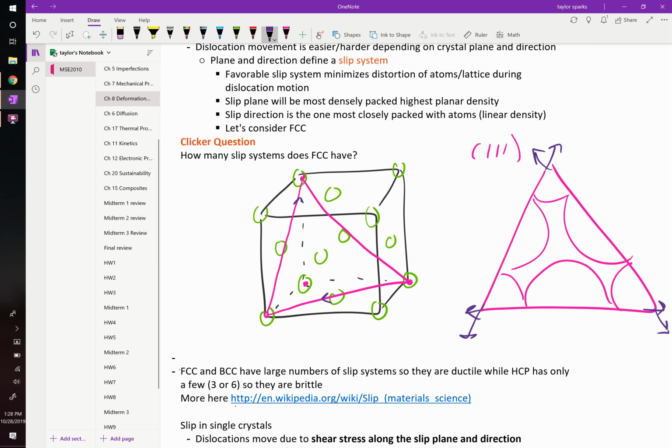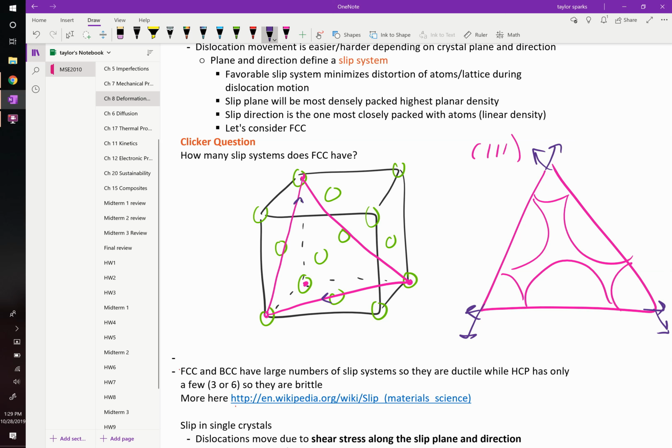Because again, when you do slip, if you slide along there, you do distort the lattice. As this thing gets slid over to that position, it's going to have to push other atoms out of the way. But because it's the highest planar density and highest linear density, it's going to push them out of the way the least. Now the next question is, how many are there?